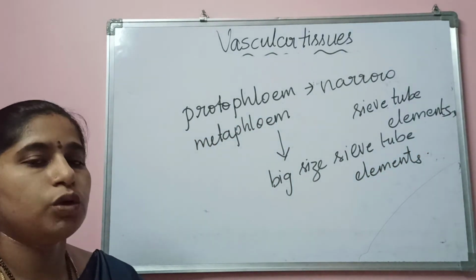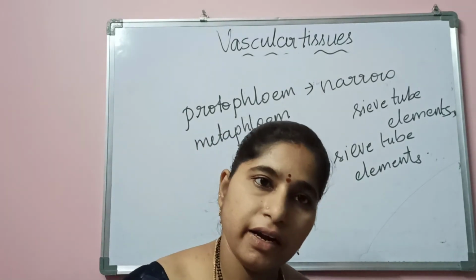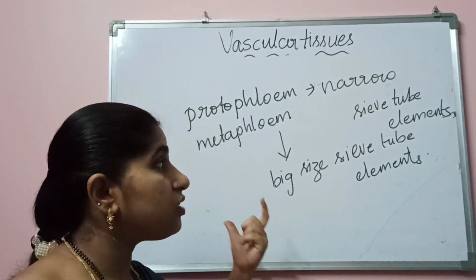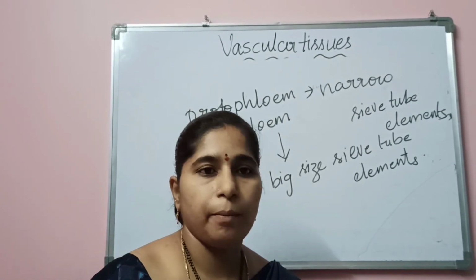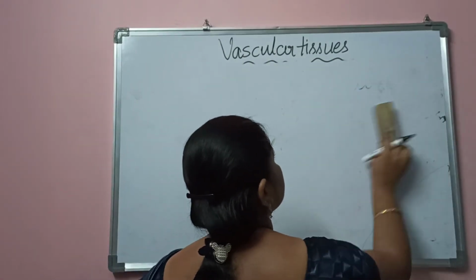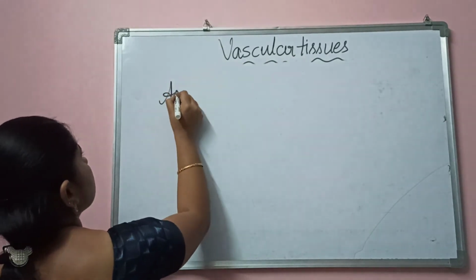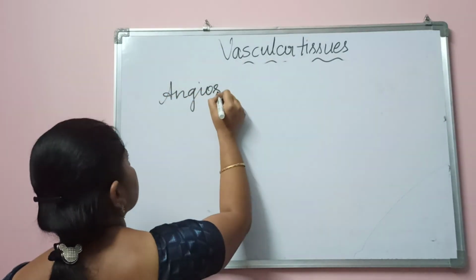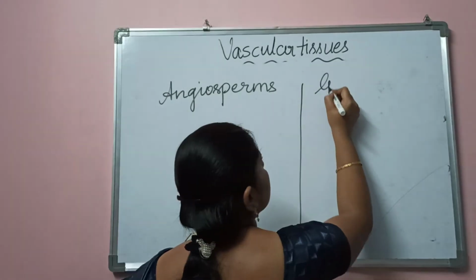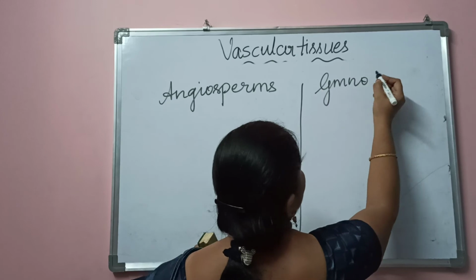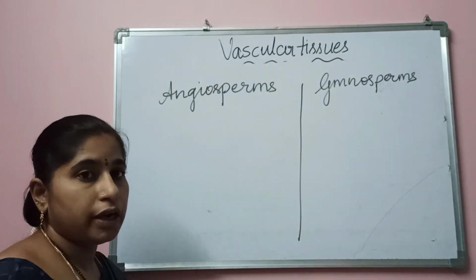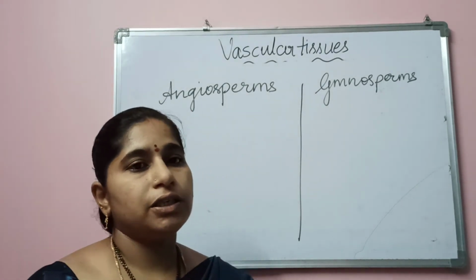Okay, so these are the two important conducting tissues, xylem and phloem. Now, what is the major difference between the angiosperms and gymnosperms regarding the xylem and phloem, which is very important for the NEET students. So if you take angiosperms, already I said what angiosperms are: the flowering plants in which the seeds are enclosed in the fruit are called angiosperms. If the seeds are not enclosed in the fruit, they are called gymnosperms.